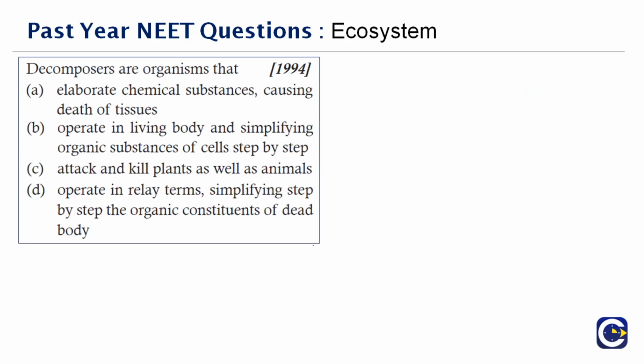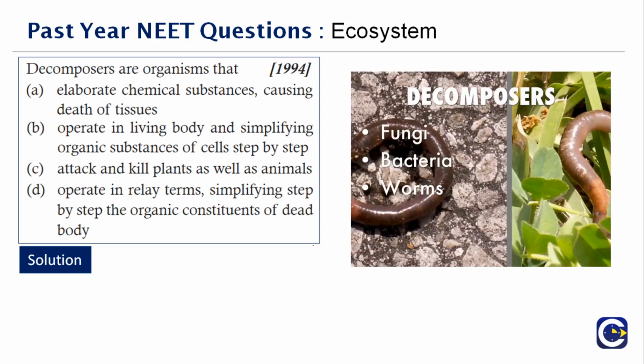Next question here. Decomposers are organisms that dash. So we'll analyze one by one. Elaborate chemical substances causing death of tissues, wrong. Operate in a living body and simplifying organics, no, wrong. Attack and kill plants as well as animals, wrong. They operate in a relay term, simplifying step by step the organic constituents of dead body. It's a self-explanatory one. So a decomposer helps in breaking down the complex molecules, especially organic matter, and it is converted into simpler form. So the decomposers are predominantly fungi, bacteria and worms.